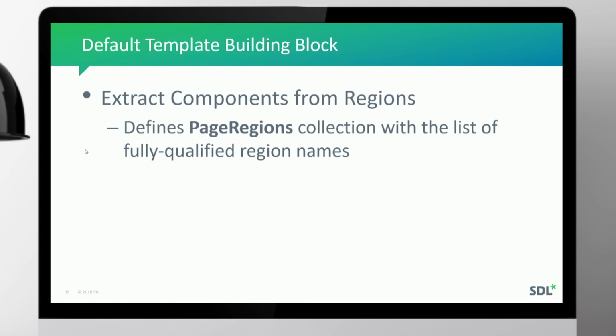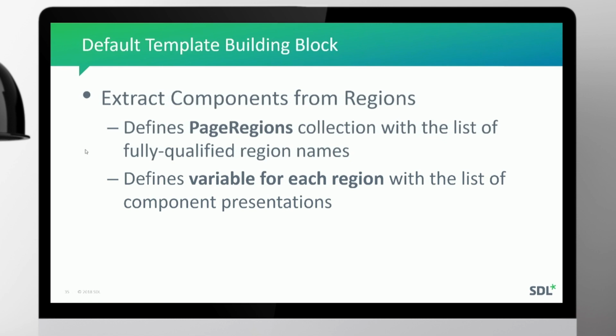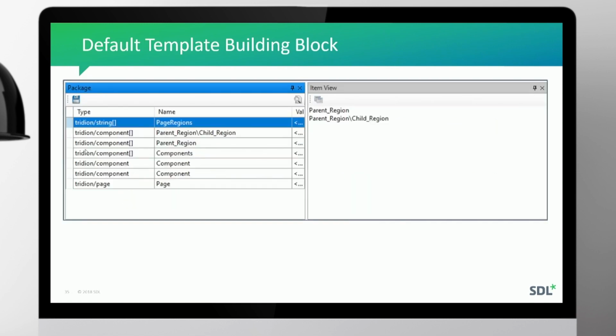Now there is a second template building block called extract components from regions, and it defines two things. One is a collection of all the region names, and by the name here I mean fully qualified names. So for nested regions there will be these slashes, so a fully defined name, and also a separate variable for each region that defines all the component presentations in this particular region. So that's how it looks. It is from the template builder.